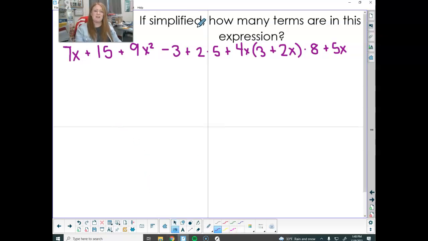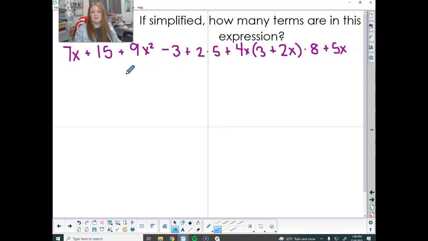So we want to simplify this and answer how many terms are in there using our RACE response. So R, restate; A, answer; C is we're giving evidence of how did we know what to do, telling them what we did; and then E is just our work, our explanation.